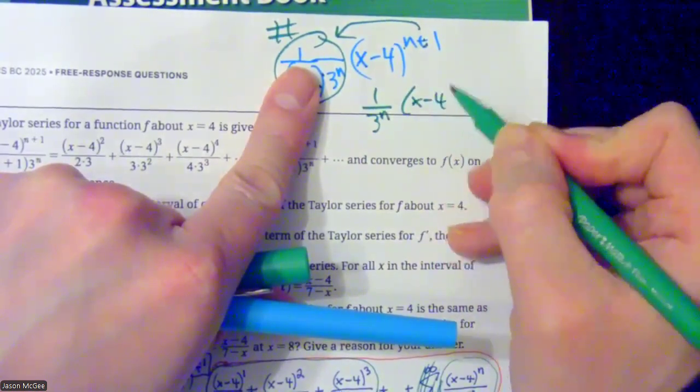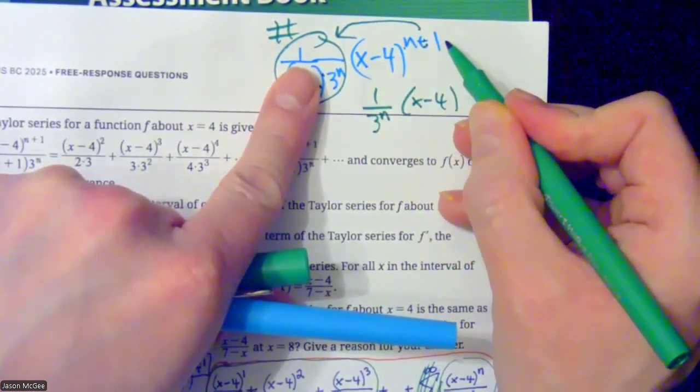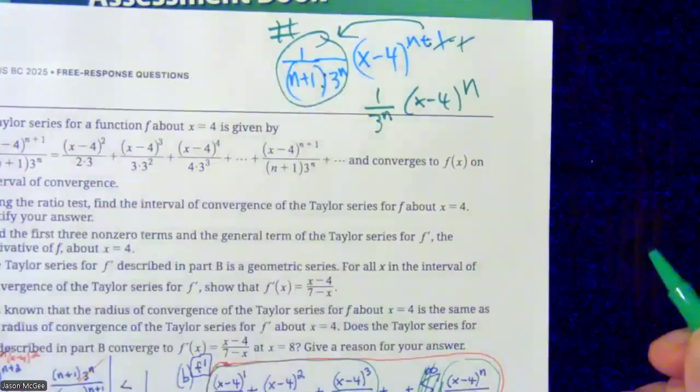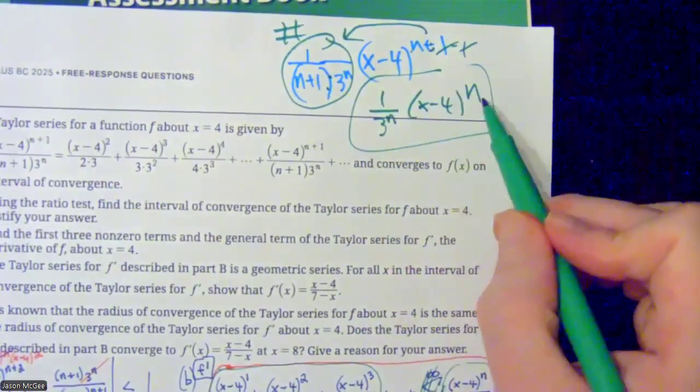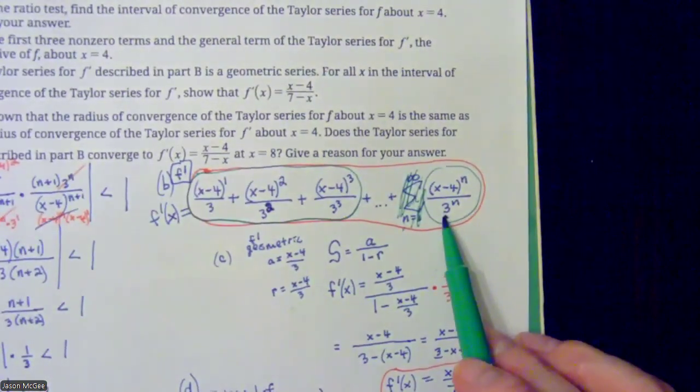And then you have your x minus 4. And then when you decrease this power by 1, you're subtracting 1 from that, and so it becomes to the n. And there's your x minus 4 to the n over 3 to the n.